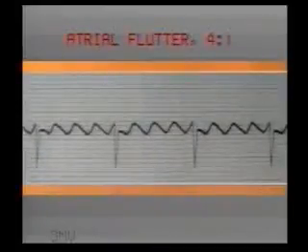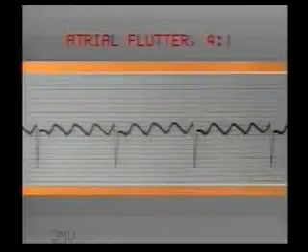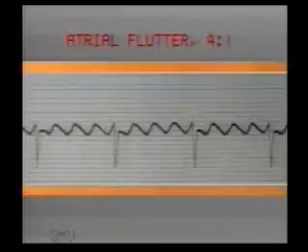This is typical sawtooth appearance of atrial flutter, but QRS complexes are seen after every fourth F wave. This is atrial flutter with 4:1 AV block or high degree AV block resulting in bradycardia.